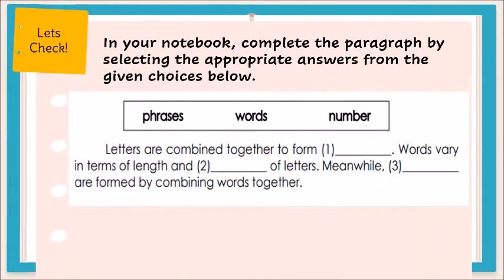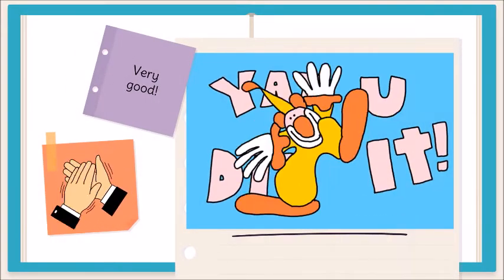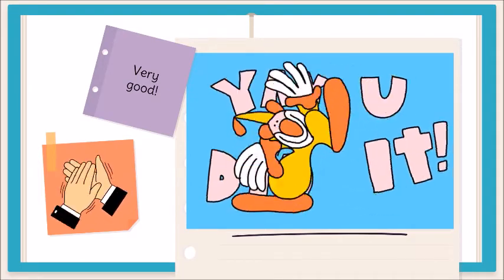Let's check your answer. Letters are combined together to form a word. Words vary in terms of length and number of letters. Meanwhile, phrases are formed by combining words together. Did you get it right? Very good.